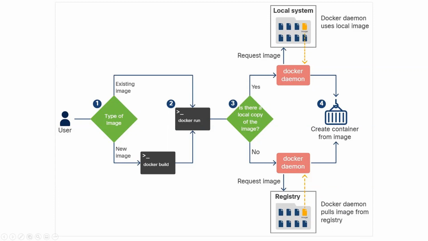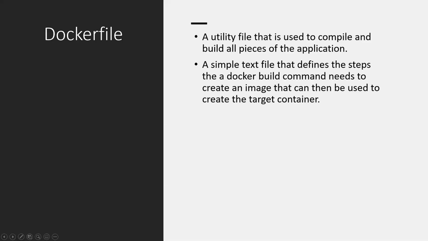As you can see, if you're going to create a container-based deployment of a sample application, you're going to have to create an image. To do that, you need a Dockerfile. So let's discuss the Dockerfile. A Dockerfile is a utility file that is used to compile and build all pieces of the application. It is a simple text file that defines the steps that the Docker build command needs to create an image that can be used to create the target container.